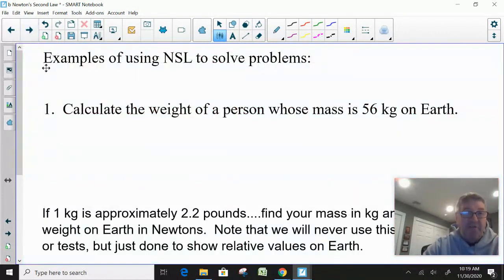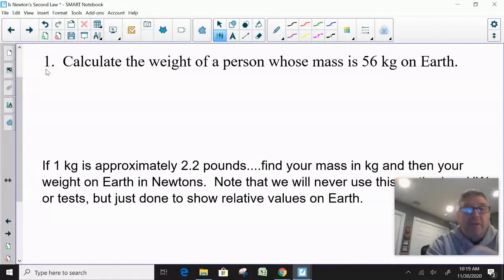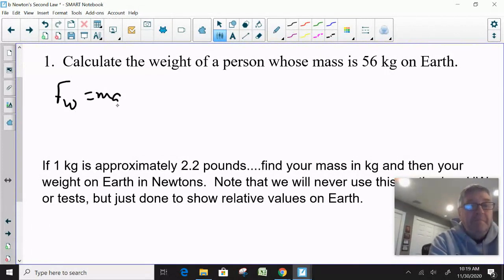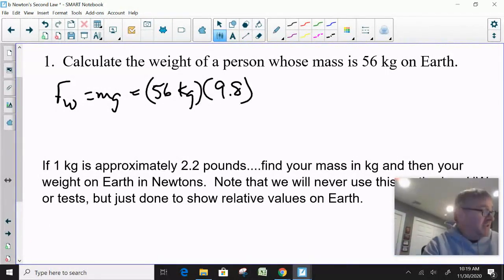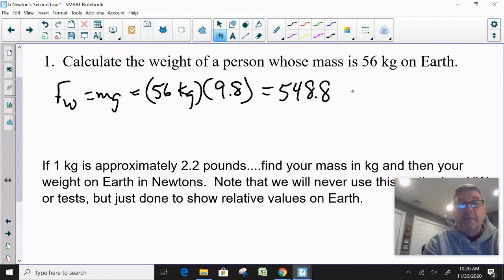So let's do a quick example here. Calculate the weight of a person whose mass is 56 kilograms. Well, this is obviously straight plug and chug. It's going to be F_W equals mg. The mass is 56 kilograms, and our constant for Earth is 9.8. It's our acceleration due to gravity. That's what's pulling you down. So if I multiply 56 times 9.8, my weight is about 548.8, and that would be newtons.